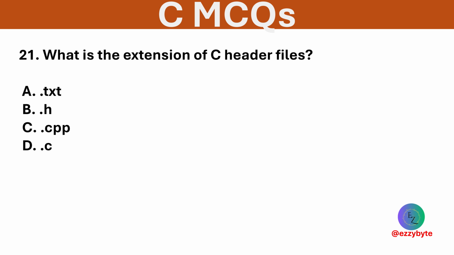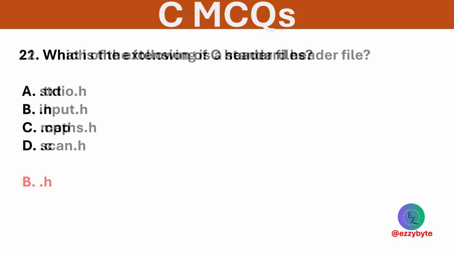What is the extension of C header files? Options are .txt, .h, .cpp, and .c. Option D is correct. Header files use the .h extension.